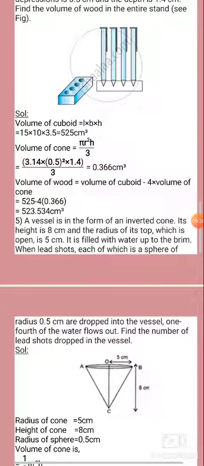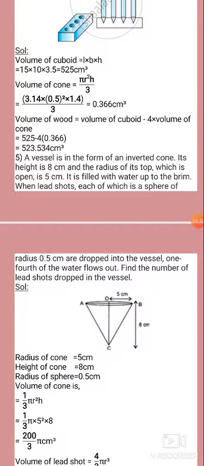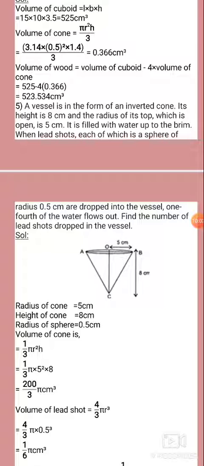Now radius of the cone is equal to 5 centimeter. Height of the cone is equal to 8 centimeter. Radius of the sphere is 0.5, so it is given radius 0.5 centimeter. Now volume of the cone is 1 by 3 pi r square h. So 1 by 3 pi into radius 5 square into h 8, which is equal to 200 pi by 3 centimeter cube. At last we can substitute the value of pi.